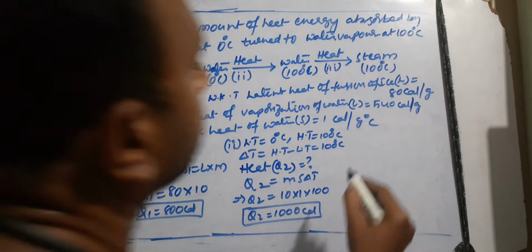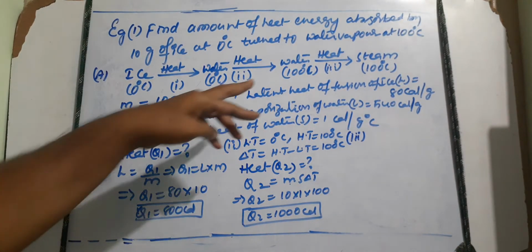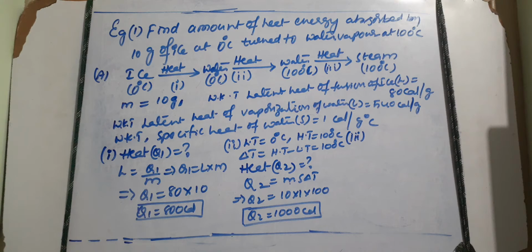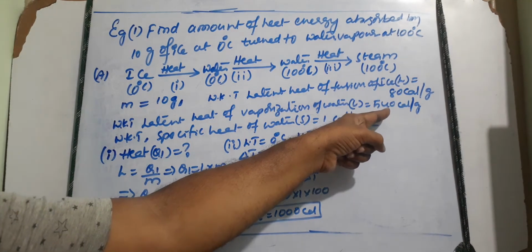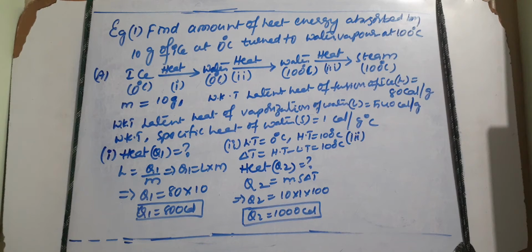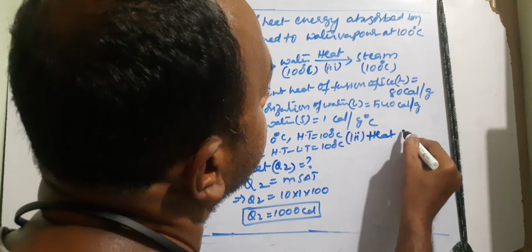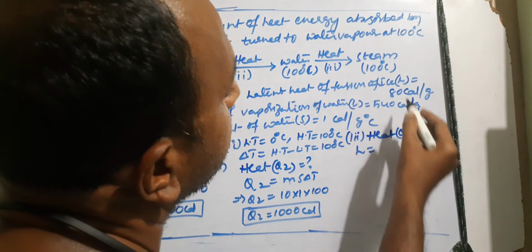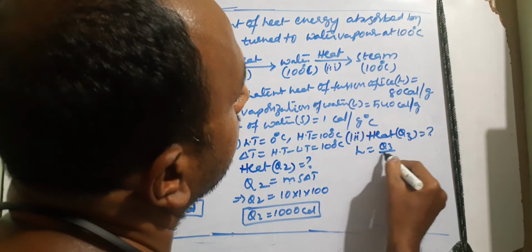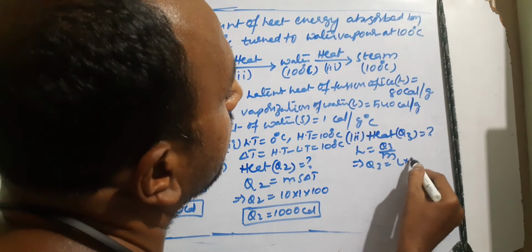Now in stage 3, you can see the initial temperature is 100 degrees Celsius and the final temperature is 100 degrees Celsius, but a liquid state substance is changed into a gaseous state. That is why in this case we use the latent heat of vaporization of water, 540 calorie per gram. The heat energy absorbed here is taken as Q3, and the latent heat of vaporization of water is given by the formula L is equal to Q by M, but Q is taken as Q3. This implies Q3 is equal to L into M.